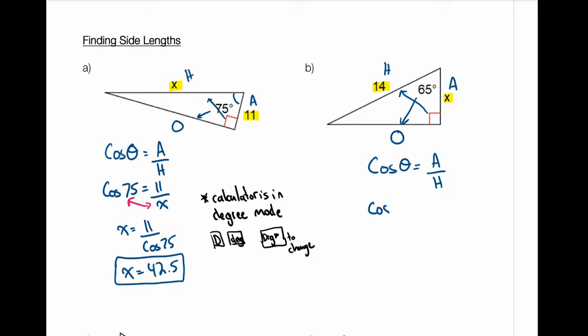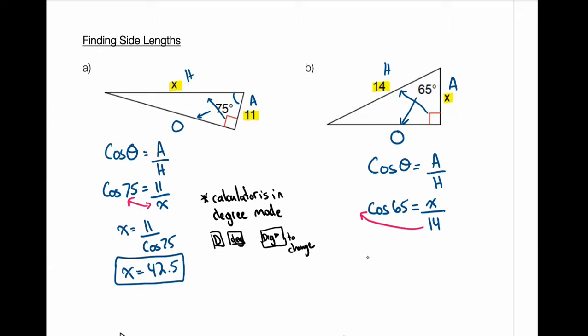I write out my formula, then I'm going to plug in what I know. I know my angle is 65, adjacent I don't know, so x, and hypotenuse is 14. Again, this should look familiar: when the missing piece is on the top, I bring the bottom piece up and multiply. Same as what I've done with the last ratios, the only difference being that it's the cosine ratio, but everything else is the same.